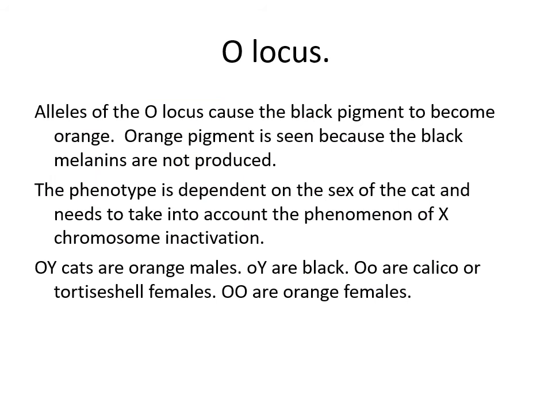Okay, we've got the O locus. We've seen this one before because it causes the black pigment to become orange. And we saw this in our X chromosome inactivation as visible evidence of X chromosome inactivation, because the females can be big O, little O, or big O, big O. And so they can be calico or tortoiseshell, or they can be orange, but males can't be calico or tortoiseshell because they have either a big O allele or a little O allele. So they're either going to be orange or they're going to be black, depending on which allele they have. Only females have the chance to have both of them.